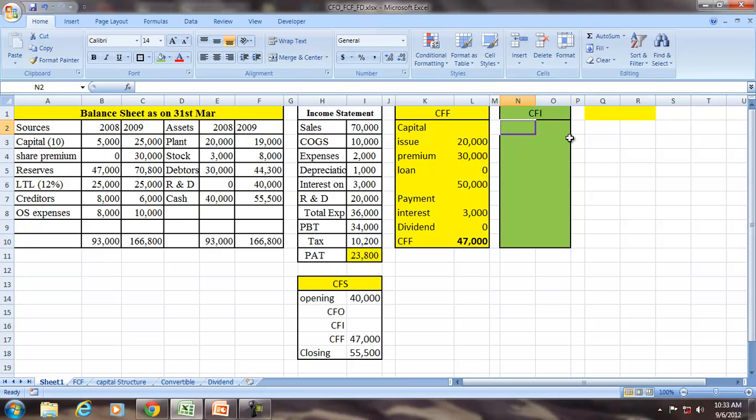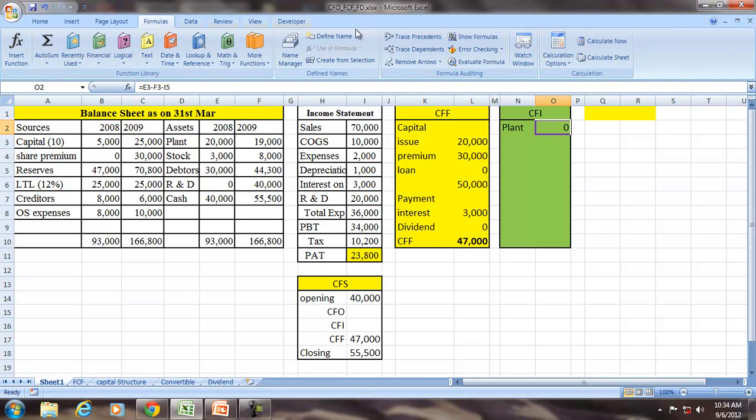So CFI, in this case, we will see the plant. The plant has changed from 20 to 19. So this change is only because of depreciation. That means the plant has not changed because of a purchase or because of a sale.